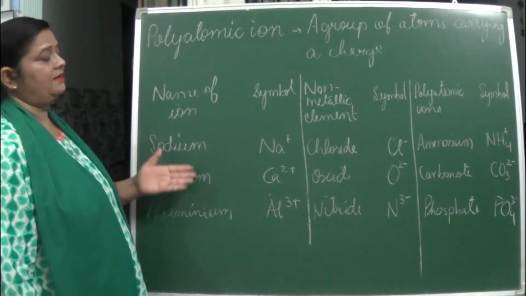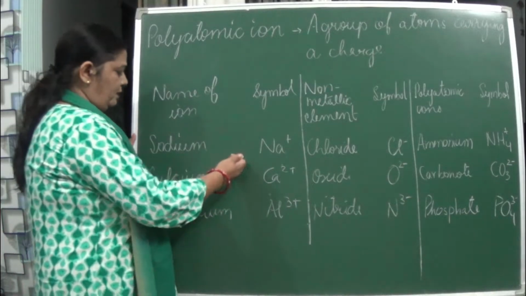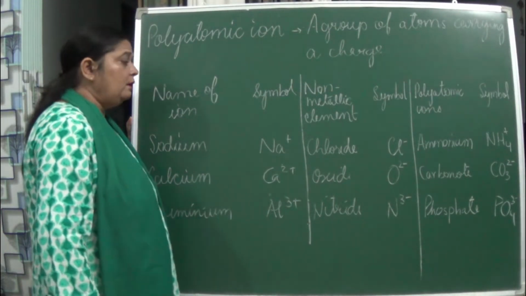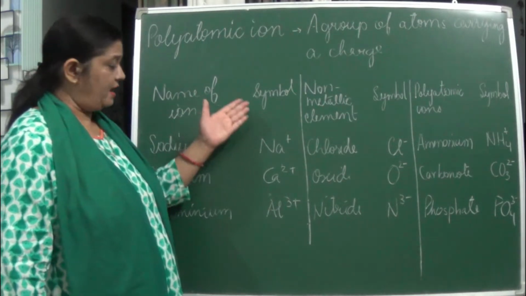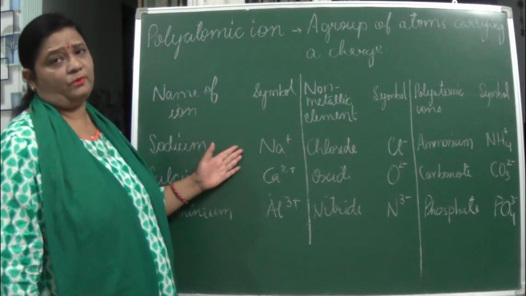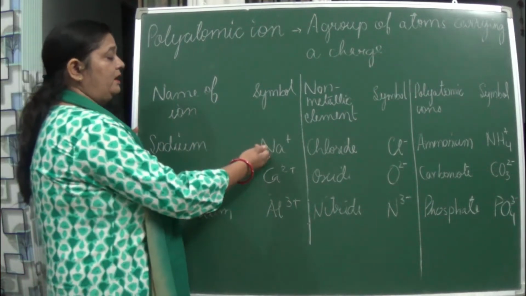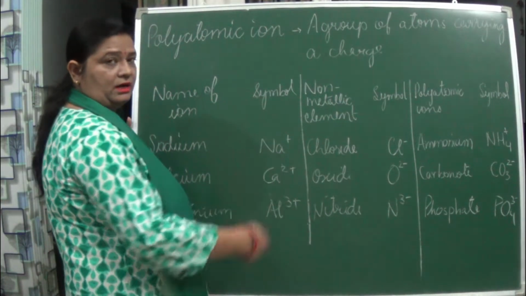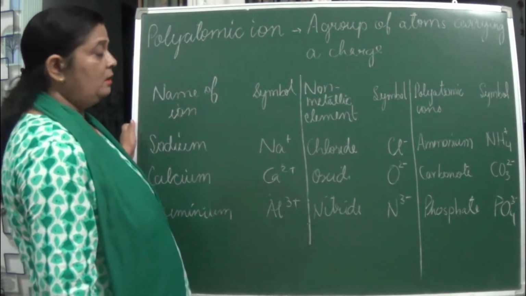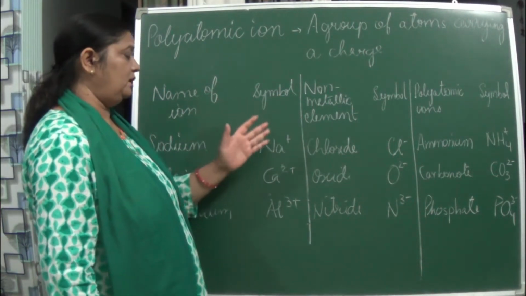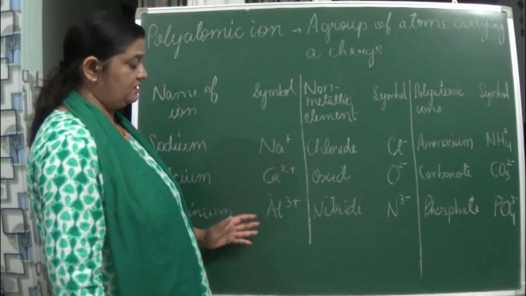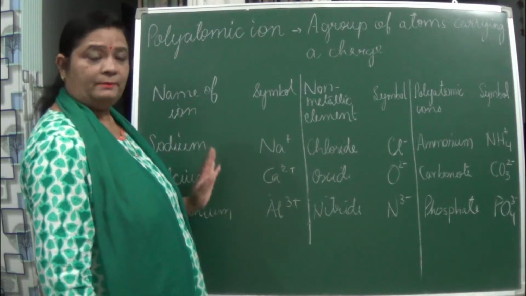Name any single cation, it can be sodium, calcium, or aluminium. They are single monatomic ions. Here they are cations. Why? Because they are losing electrons and getting positive charge. Losing one electron, two electrons, three electrons, they get the corresponding positive charges. Na is losing one electron, so Na plus. Calcium loses two electrons, so 2 plus. Aluminium can lose three, so 3 plus, isn't it?